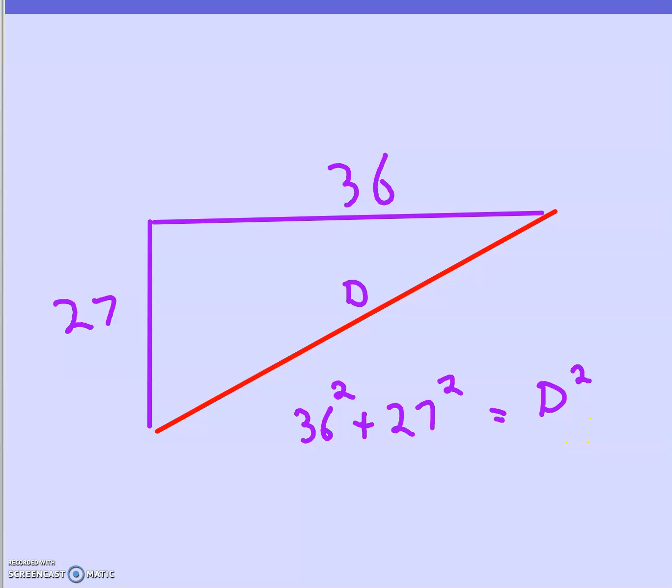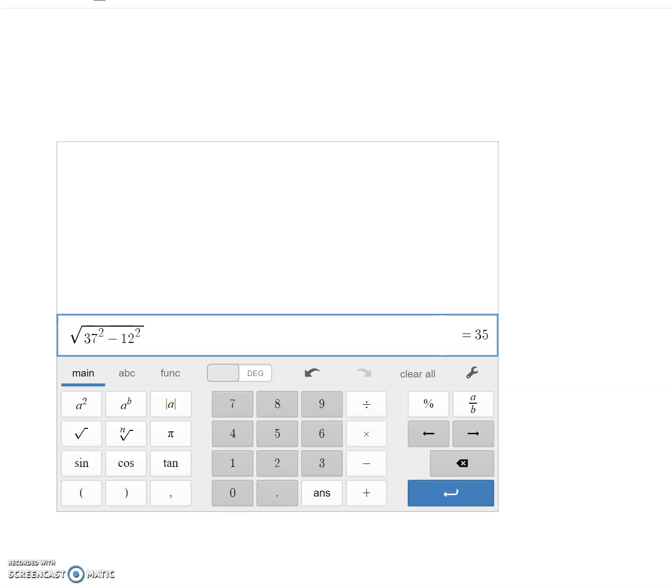If you go back to the calculator, I've already got a square root here. What were those numbers? 27 and 36. And I want to be adding these together. So I get 45.